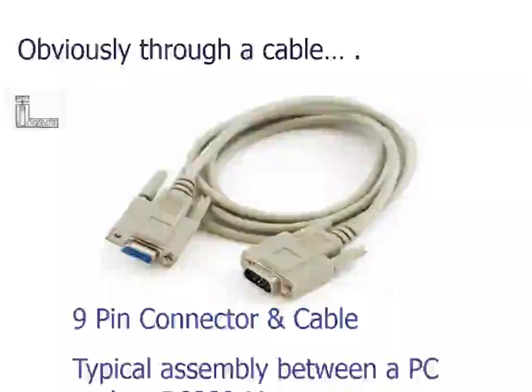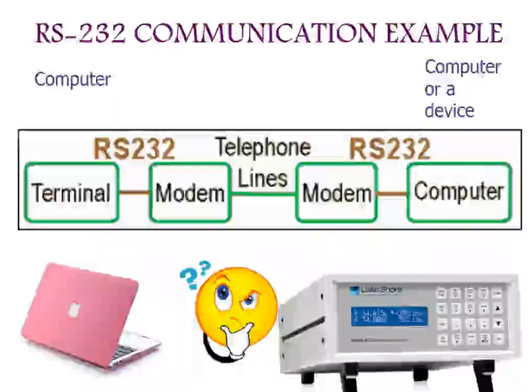You can see a cable which we have made to connect between my PC and an instrument which I have bought. You can see the 9-pin D connector on both the ends. On one end, the blue connector on the left hand side goes into the PC side, the right side one goes into the meter. A typical RS232 communication example looks like that.